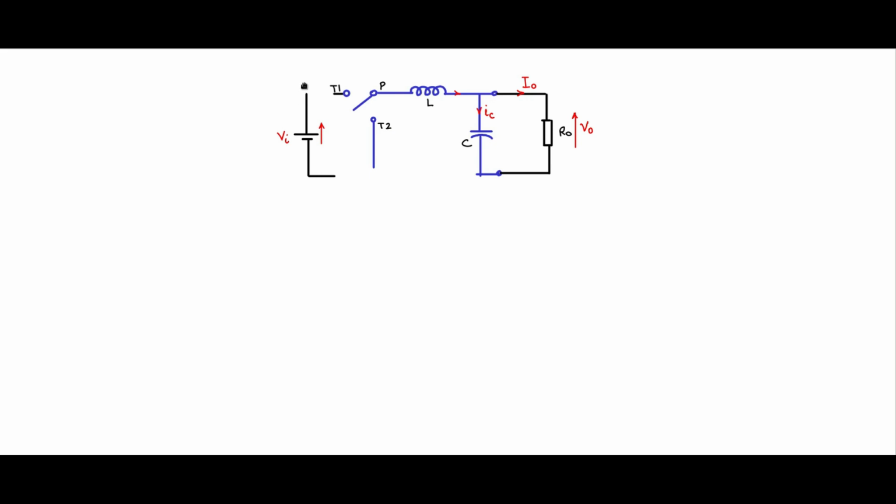See, Vi will be on the input side. The output side V0, we need to have a capacitor on the output side to get a filtered V0. So the capacitor will always be on the output side. So the position of the single pole double throw and the position of the inductor can change. However, note that the inductor current cannot be discontinuous.